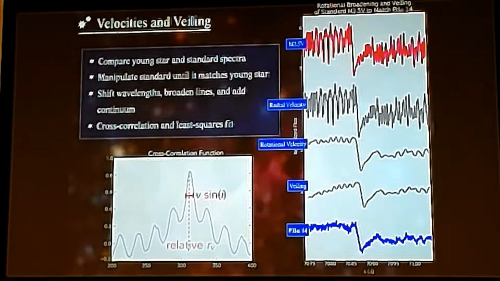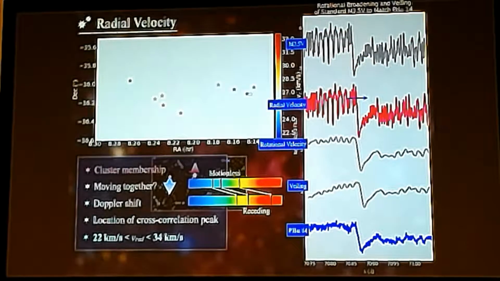And then we're going to take that standard spectrum and we're going to manipulate it very carefully until it more or less reasonably matches the young star's spectrum. And we're going to go through each of those steps. We measure the quality of our manipulations with a cross-correlation as we go. And also we have a least squares fit for the veiling. Let's look at each of those steps.